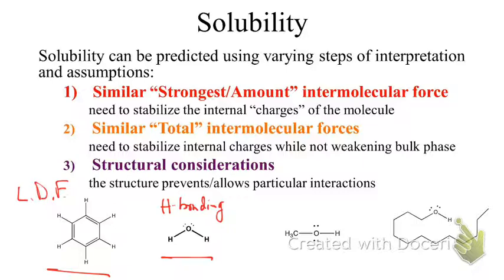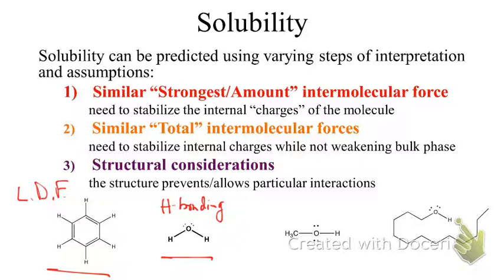If we now compare those two forces, are they similar? No. Hydrogen bonding is a very polar interaction. We have very large partial charges. London dispersion generates no partial charge. If we've got dissimilar forces, they do not want to interact with each other. What does that mean about their solubility?